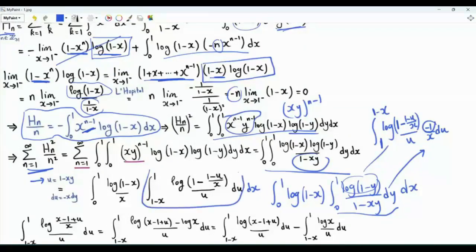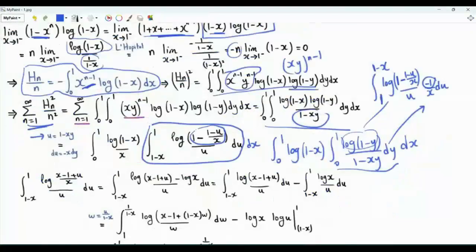We need to spend some time thinking about this integral. The argument of the logarithm can be written as (x minus 1 plus u) divided by x, and this can be written as the difference of two logarithms, log(x minus 1 plus u) minus log x. We can do this integral of log x. We have the integral from 1 minus x to 1 of log x over u du.